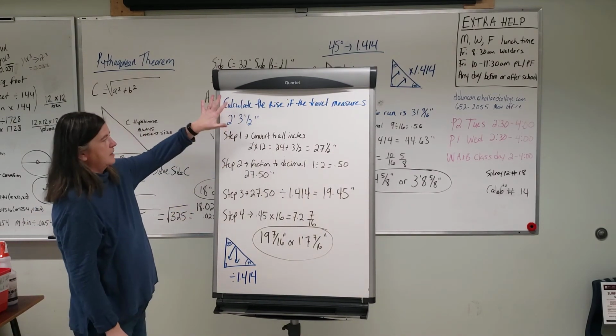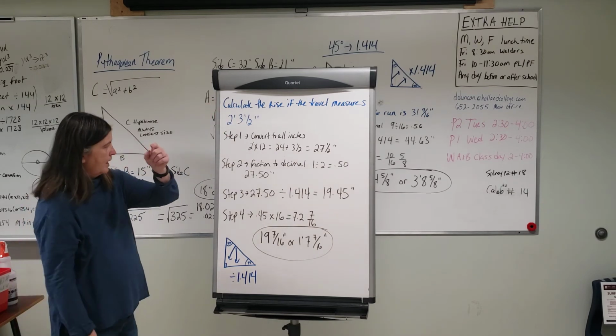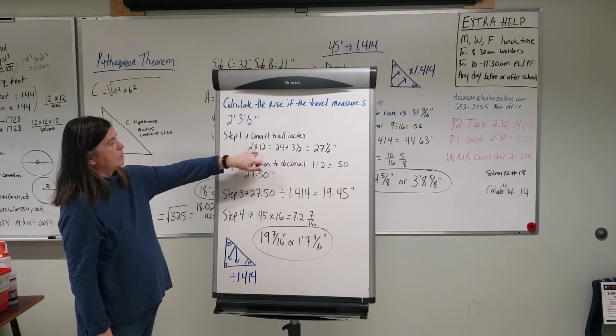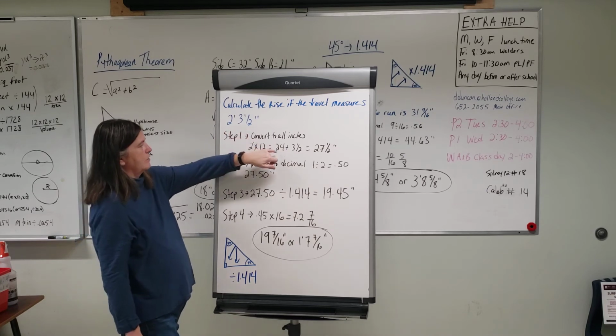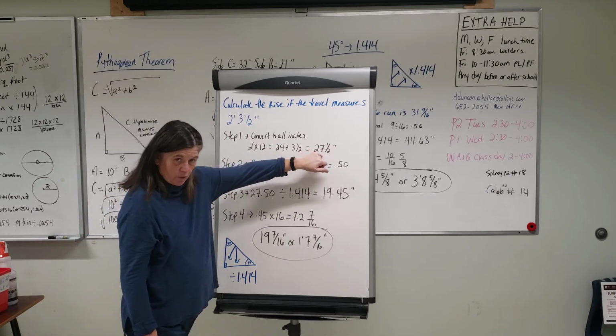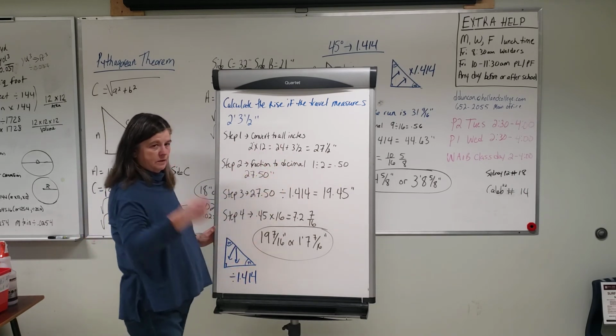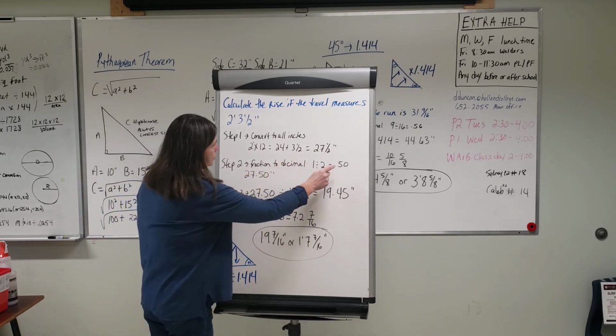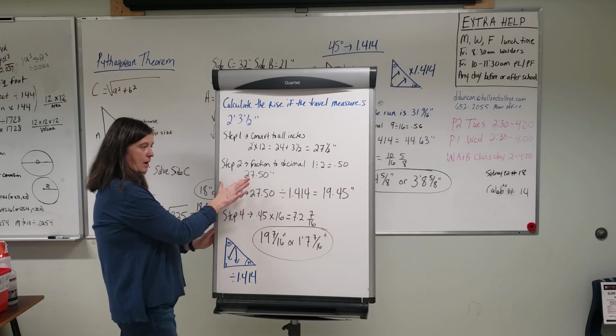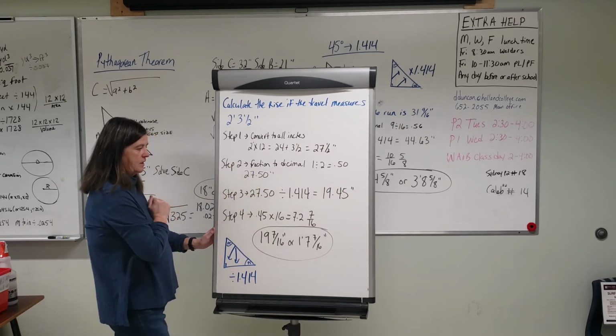First step, we gotta get this whole thing to inches. You know how to do it. 2 times 12 would be 24 inches, plus the other 3.5 inches. So 27.5 inches. Step 2, get your fraction to a decimal. You know how to do it. 1 divided by 2, 0.50. So our number is 27.50.